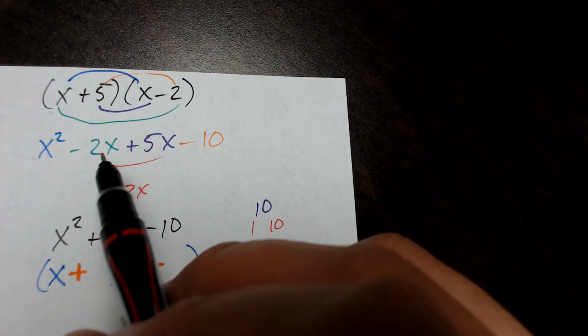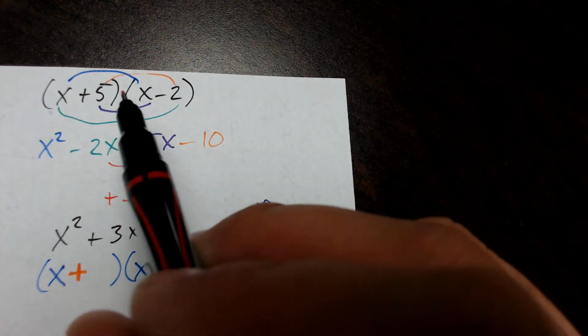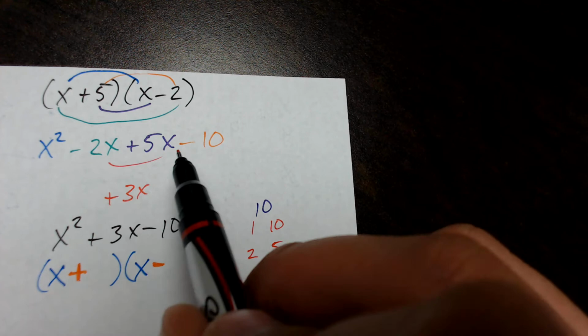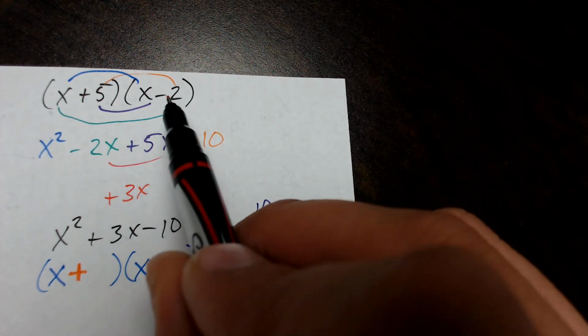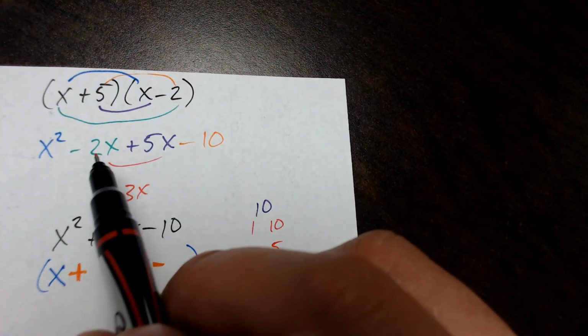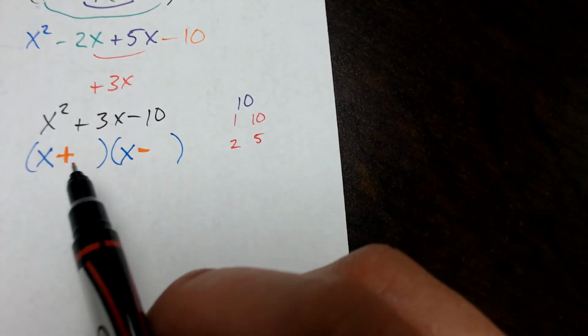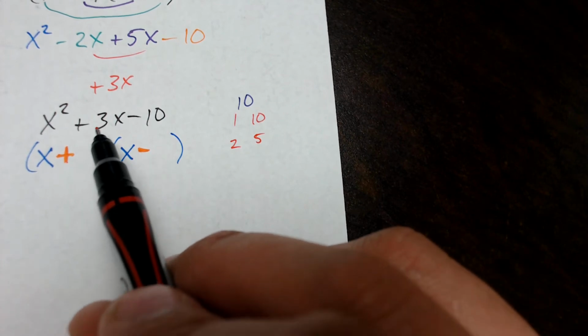Now, if you remember, we had to add like terms here to get 3x. And you'll notice that the coefficients of both these x terms match these two numbers. The positive 5 matches this x, the negative 2 matches this x. So these two numbers have to combine with these signs to create that middle number.